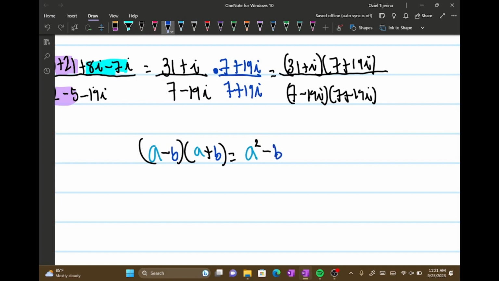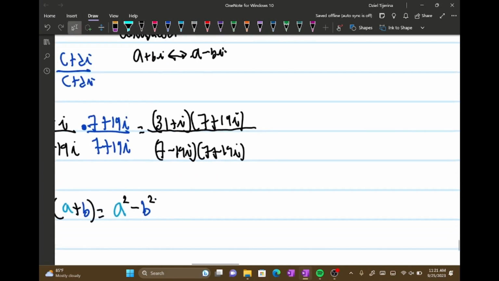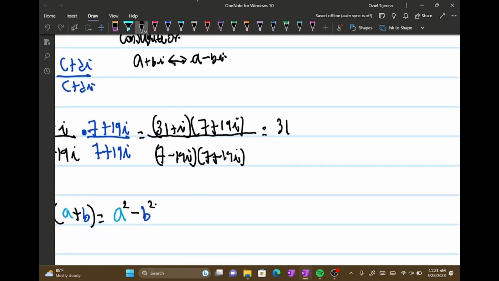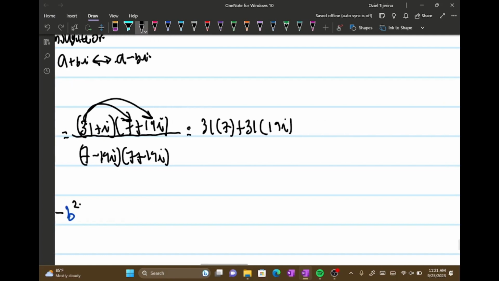So, here we go. And so then, this would end up being 31 times 7. So we're going to FOIL this part. And then plus 31 times 19i plus 7i, because i times 7, and then plus 19i squared. So you have to be good at the FOIL method, okay, guys?